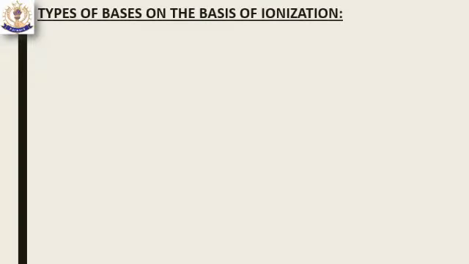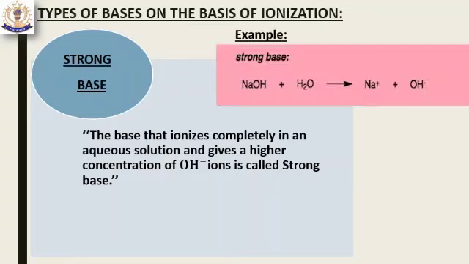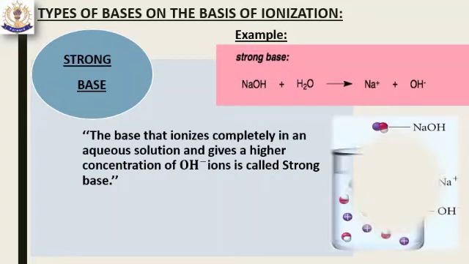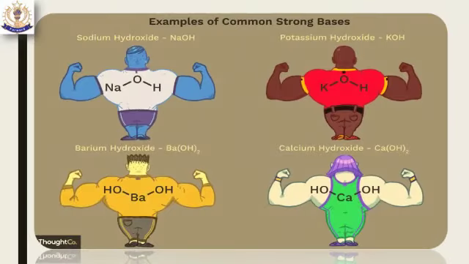Now, the types of bases on the basis of ionization. The first type is strong base. The base that ionizes completely in an aqueous solution and gives a higher concentration of hydroxyl ions is called a strong base. For example, sodium hydroxide is a strong base because when it is dissolved in water, it completely ionizes and gives a higher concentration of hydroxyl ions. Here are some other examples of common strong bases like sodium hydroxide, potassium hydroxide, barium hydroxide, and calcium hydroxide.